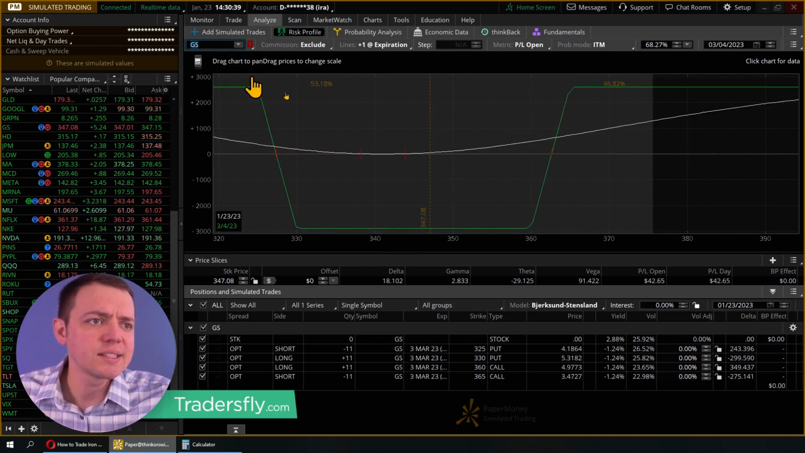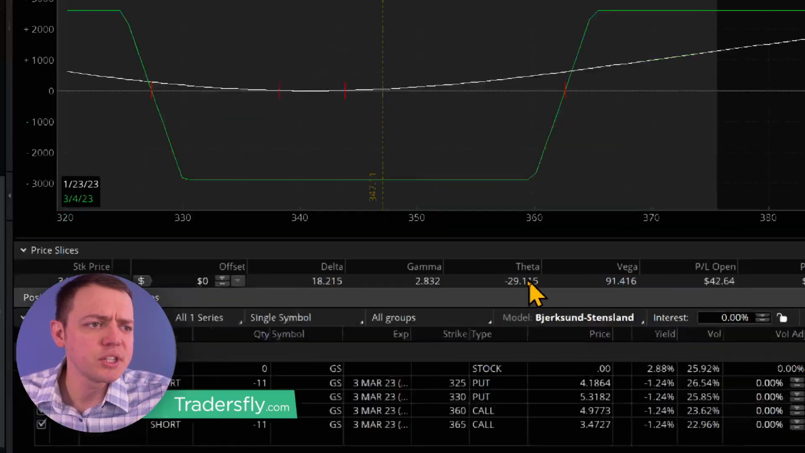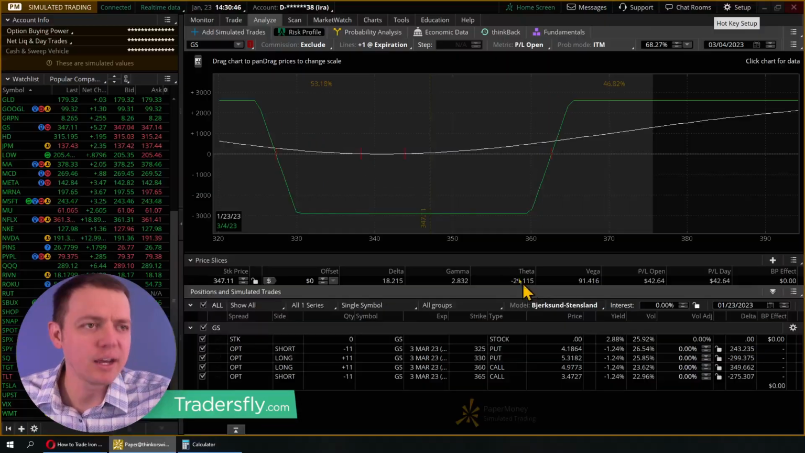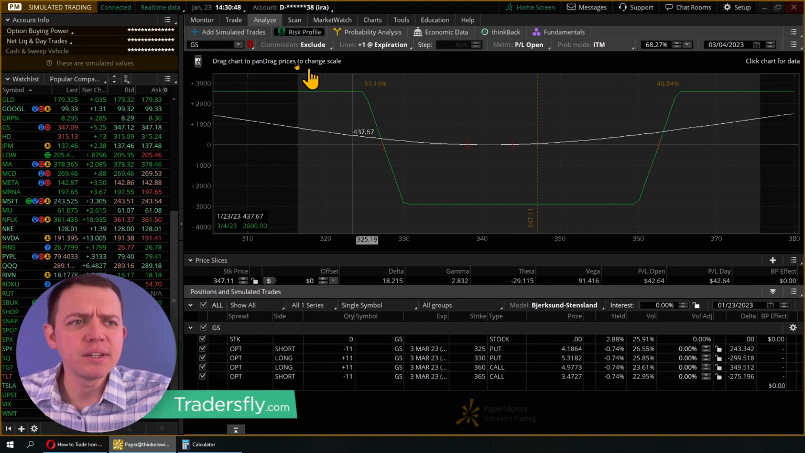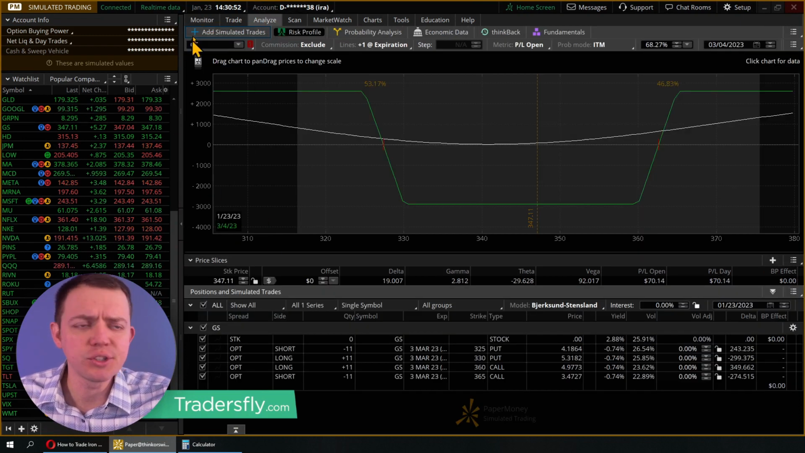Here's one on Goldman Sachs. This is a gamma iron condor, or buying an iron condor. But you can see the problem here is I got a negative theta, so it functions and behaves a bit differently. I don't have other iron condors here right now. I'm just doing some trade examples.